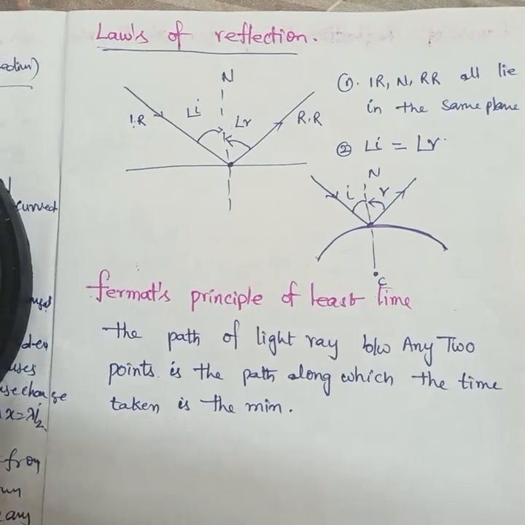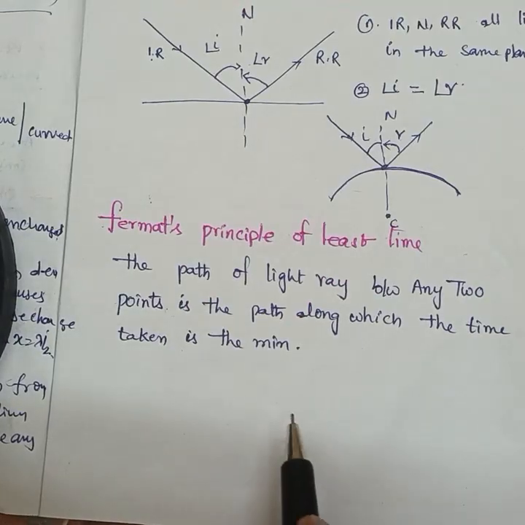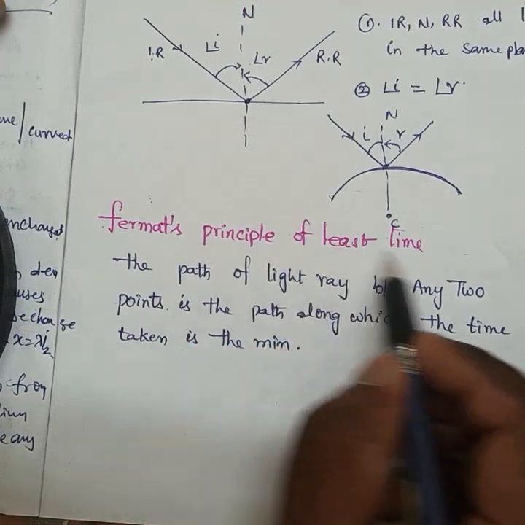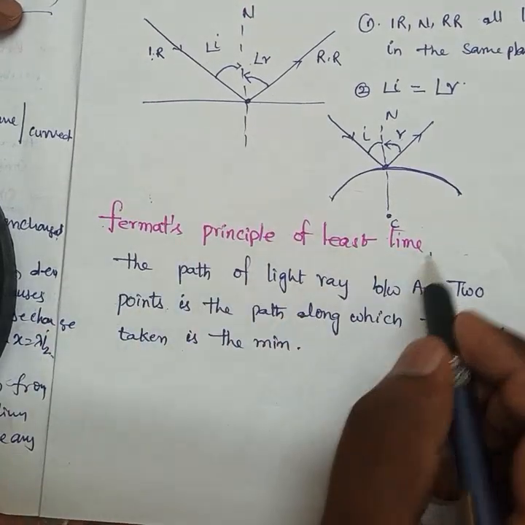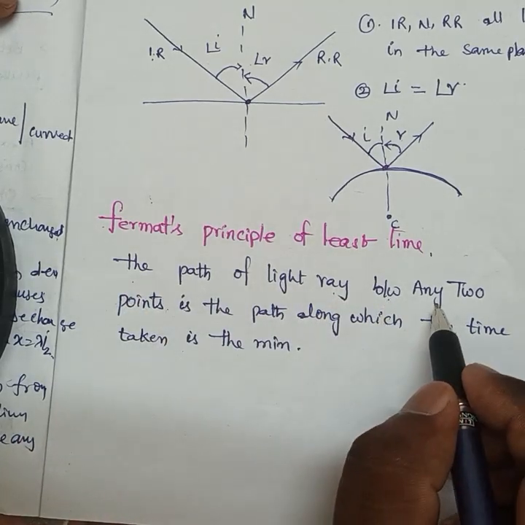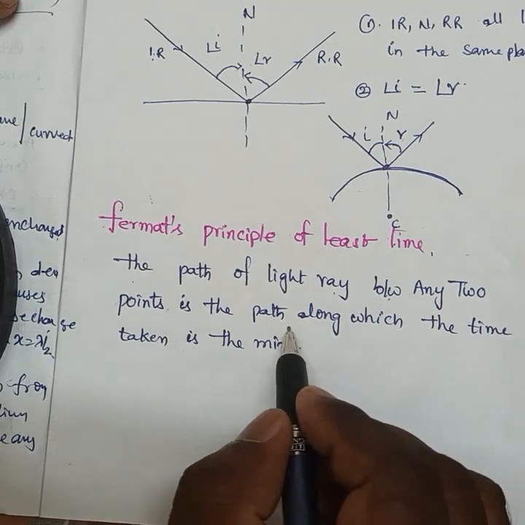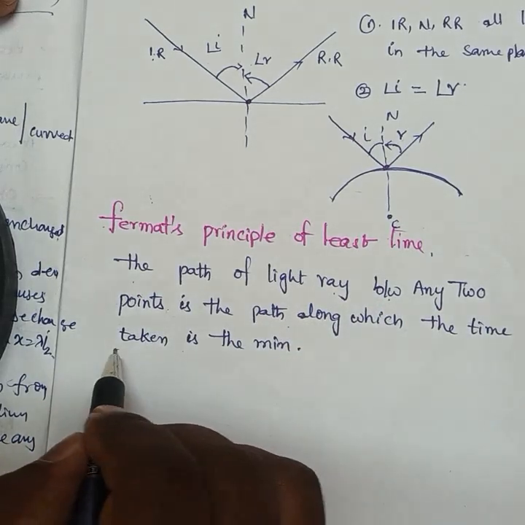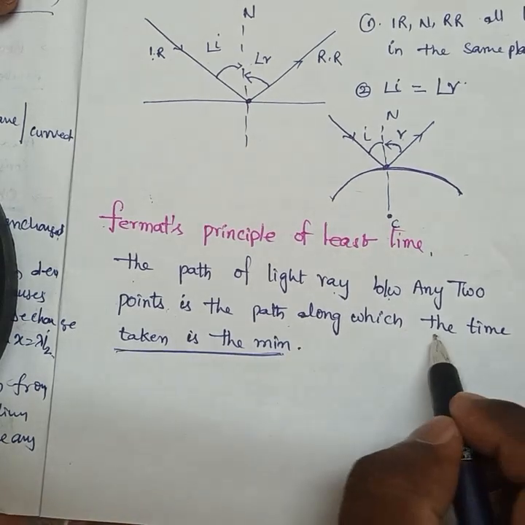Next, Fermat's principle of least time. According to this, the path of a light ray between any two points is the path along which the time taken is minimum.